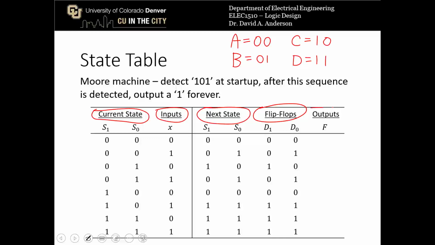Now for the output F, this is a new column in our state table. We know that the output only depends on the current states and that the output is going to be a 1 whenever we're in state D. So F is always a 0 until I get to state D. So that means that the logical function for F in terms of the current states is S1 and S0.